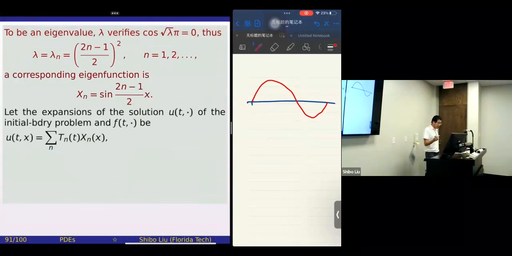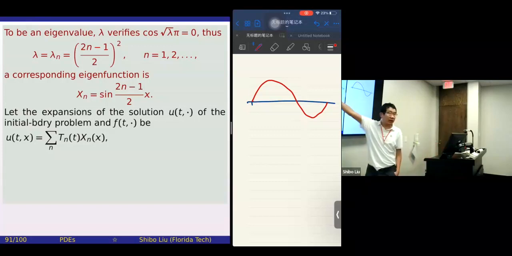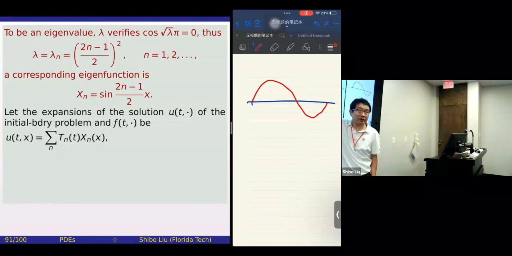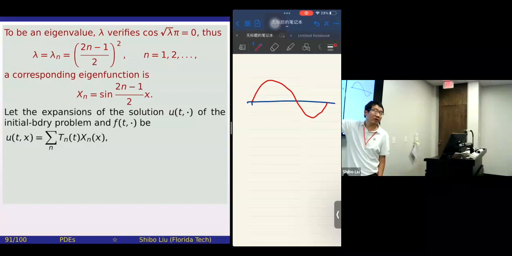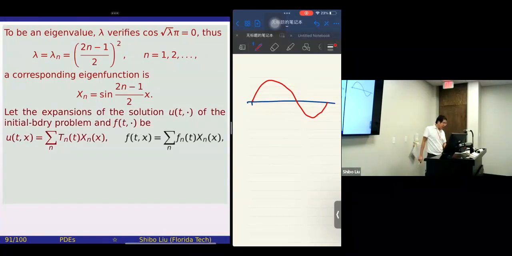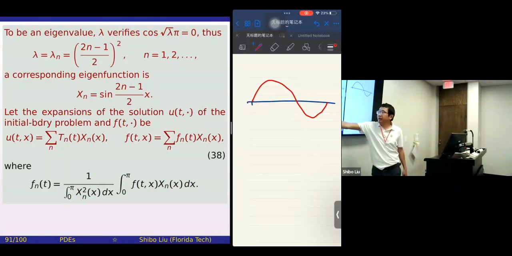Now, we expand our solution u and the non-homogeneous term f(t,x) as functions of x, with t as a parameter. Since they are functions of x, they can be expanded as a series in terms of these eigenfunctions. Of course, the coefficients depend on t. For different t, your u is a different function of x, so the expansion coefficients will be different, and therefore functions of t. This is the expansion for u. You also have the expansion for f. The coefficient f_n can be determined because in your problem, f is given. So in principle, you can compute this integral to obtain the expression for f_n(t).